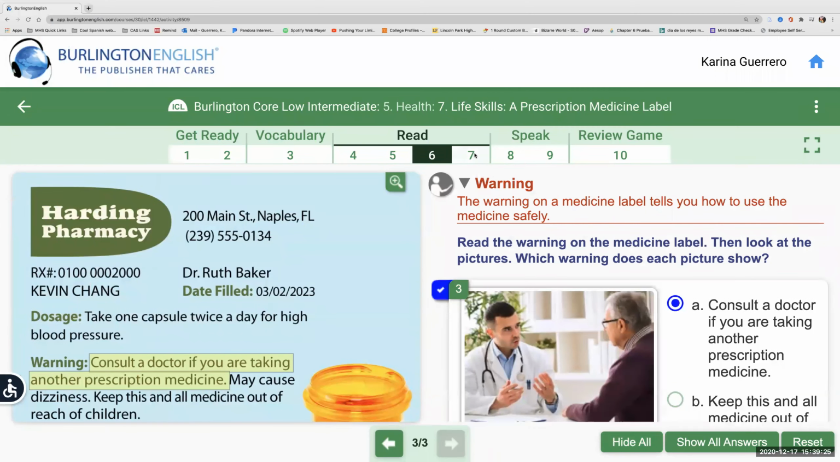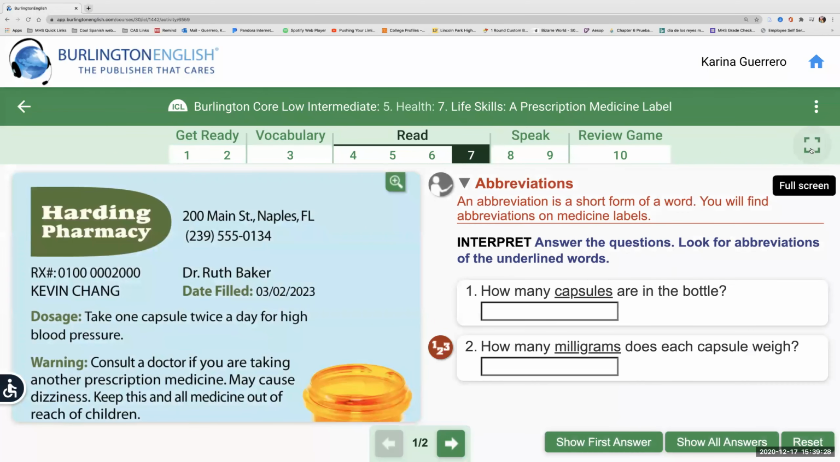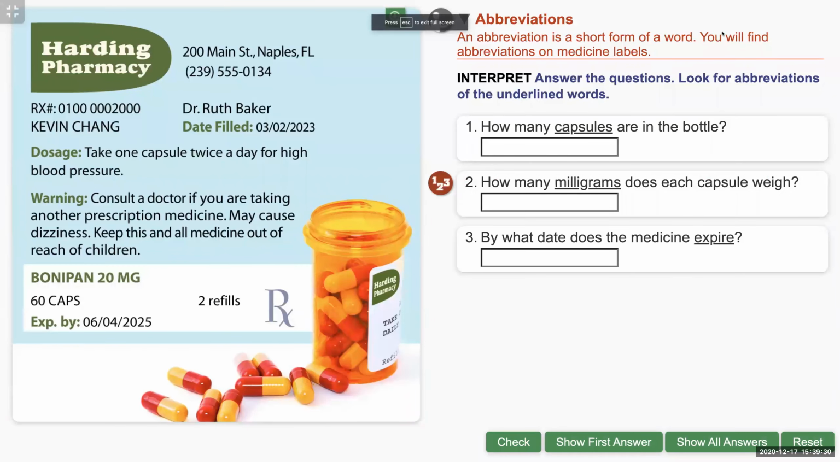We are now going to activity number 7. Here we are just practicing looking for the abbreviations of the underlined words. An abbreviation is a short form of a word. You will find abbreviations on medicine labels. So answer the questions and we're going to look for the abbreviations of the underlined word. Here we have the following words: capsules, milligrams, expire.